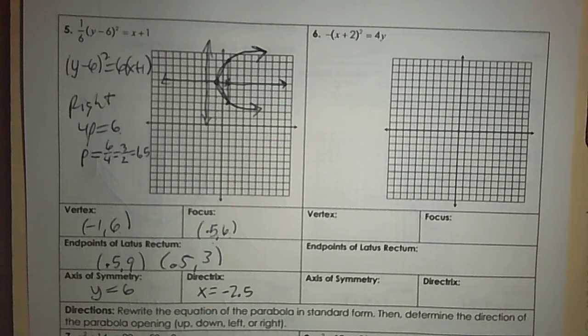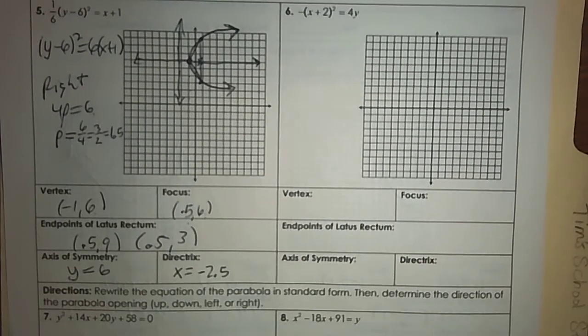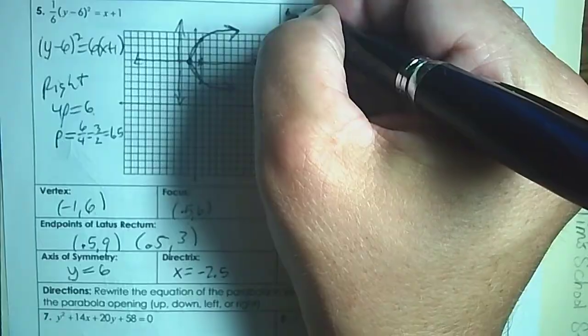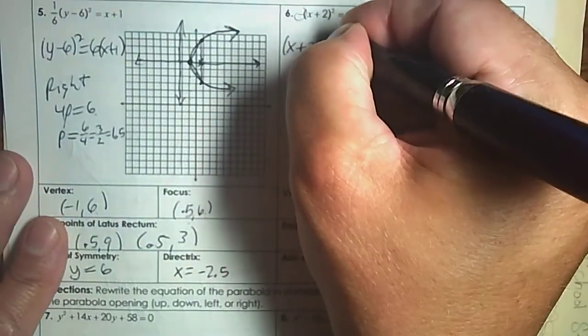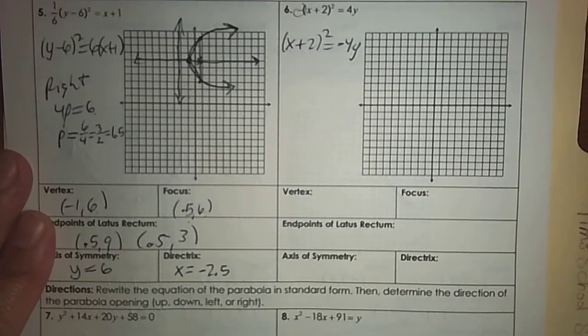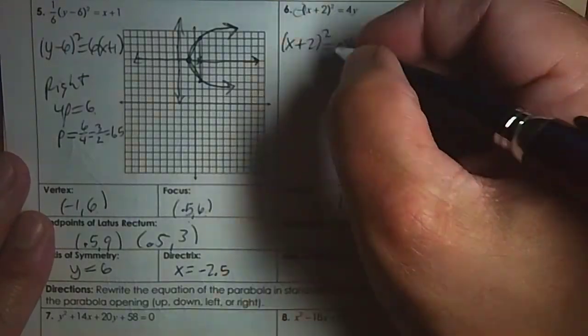All right, number 6. Last one to graph. Is this in the right form? Nope, I don't like this right here, that negative. So to undo that negative, divide by -1, and it becomes -4y on the right side. Now we're good. So what's the vertex? It's at -2, 0.